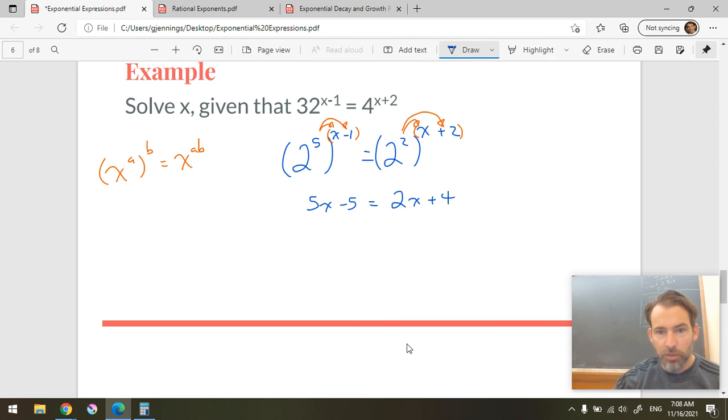So let's move all the numbers to one side. Add 5 to both sides and subtract 2x. So that would be 3x equals 9. This 5 moved over here. This 2 moved over there. And then we have this, and then x is 3. How do you do that? I divide by 3, both sides.